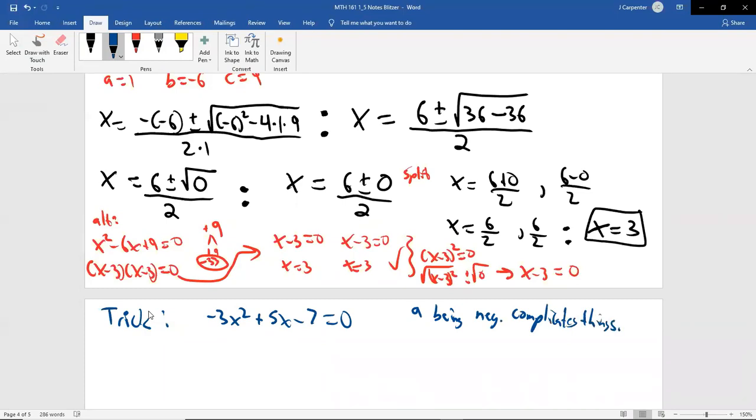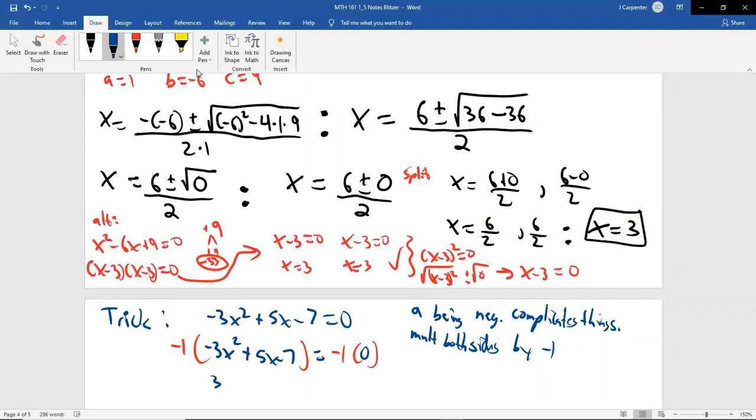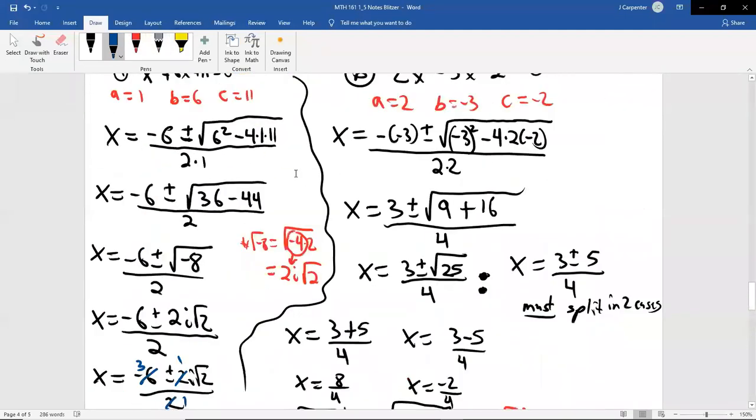Here's what you do. Before you write it, A is negative 3, B is 5, and C is negative 7. Just multiply both sides by negative 1. So we'll take negative 1 times the left side, negative 1 times the right side. Which gives us positive 3x squared minus 5x plus 7 equals 0. Now your A is positive 3, your B is negative 5, your C is 7. You don't want the A to be negative, and this is why. I'll scroll back to this in a second. I got to go to the formula though.